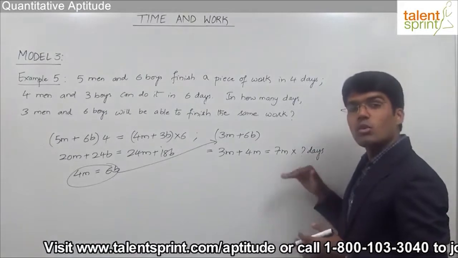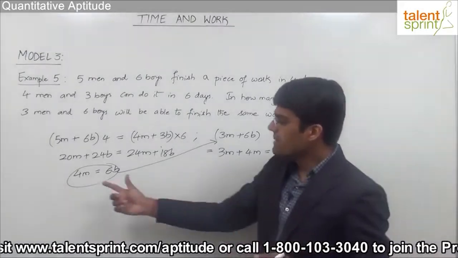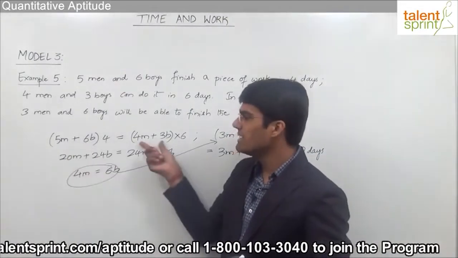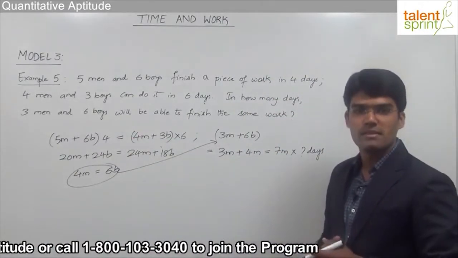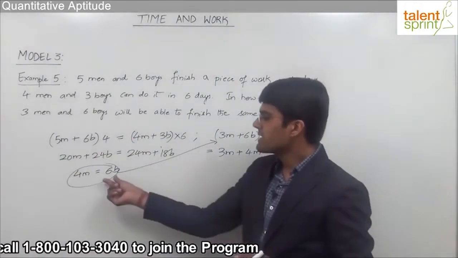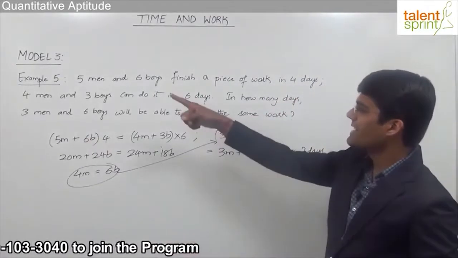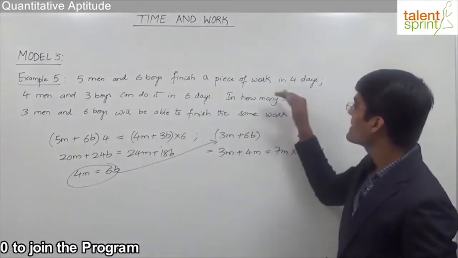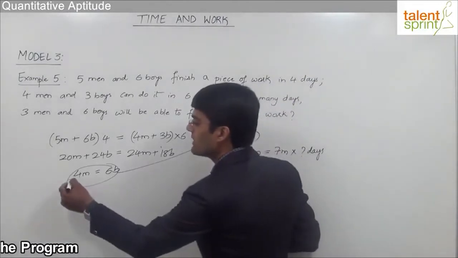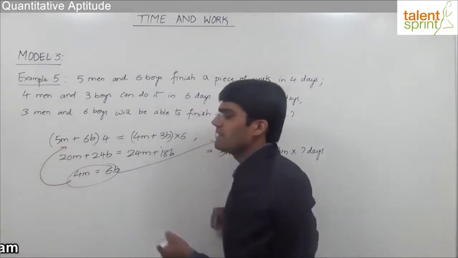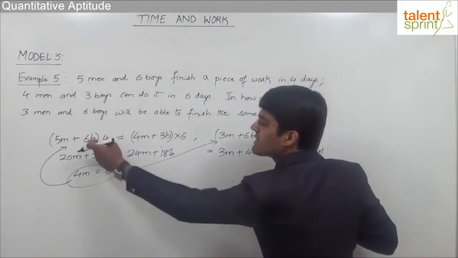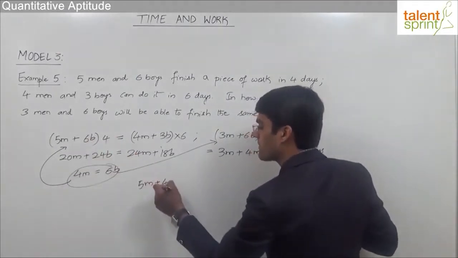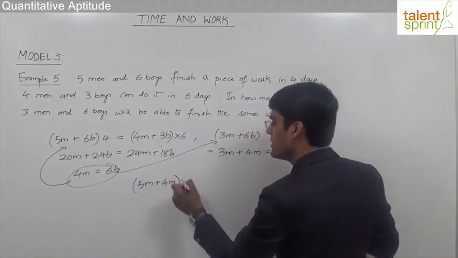So let us see how to get the answer here. Again, the same relationship can be used in any of these equations, and that can be balanced with this one to get the number of days required. So we know that 6 boys are 4 men. Now the first statement says 5 men and 6 boys finish in 4 days. So let us now use this equation in the first part here. So 5 men plus 6 boys can be taken as 5 men plus 4 men. So total 9 men can do it in 4 days.